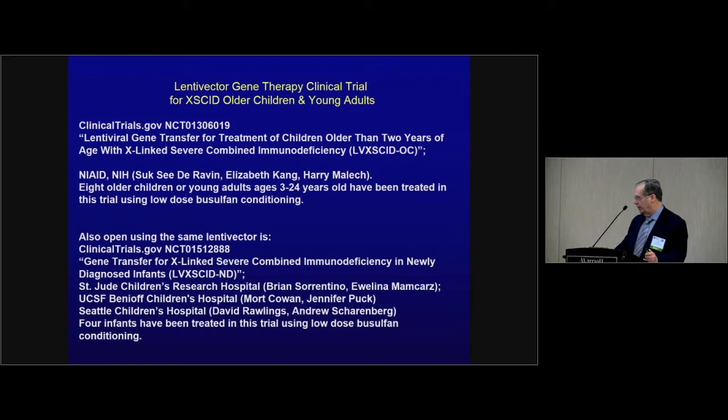So there's a clinical trial open at the NIH for older children. I want to make a plug for the fact that there's a trial open for newly diagnosed infants using the same vector at the centers listed below. And I must say, I'm not going to talk at all about the outcomes in the infants because it's not my data, but the early studies look like infants do even better than anything I'm finding in my older patients. And I need to say that so I get to this age issue as well.